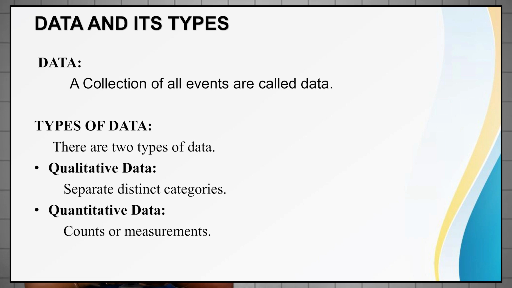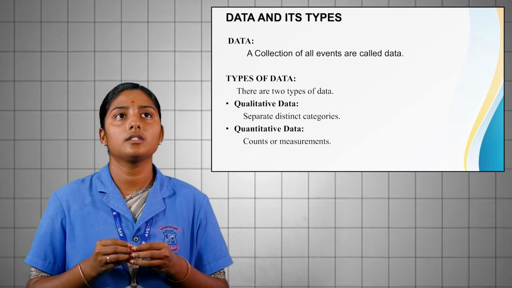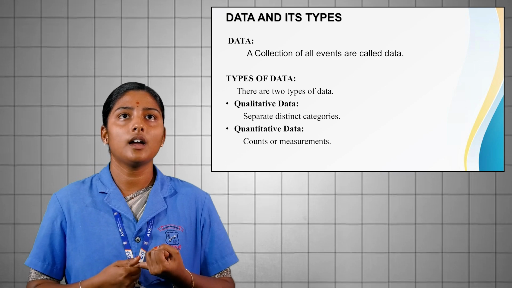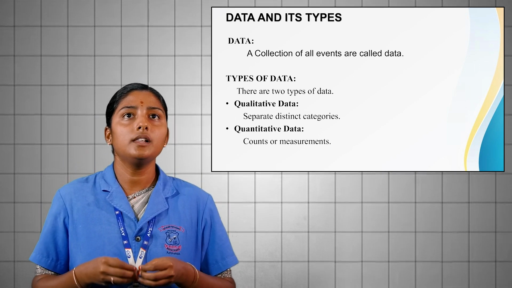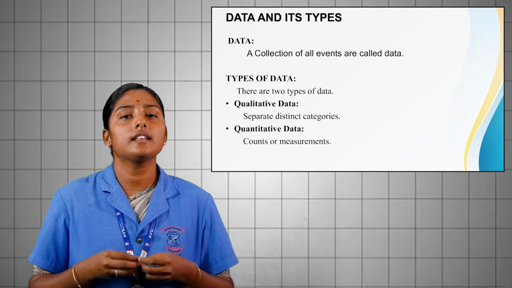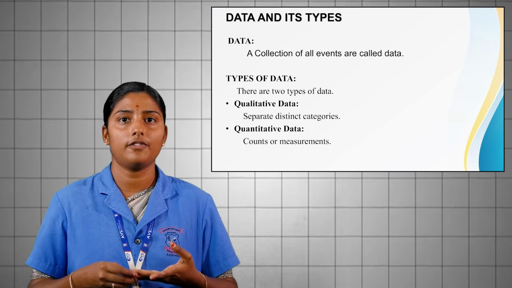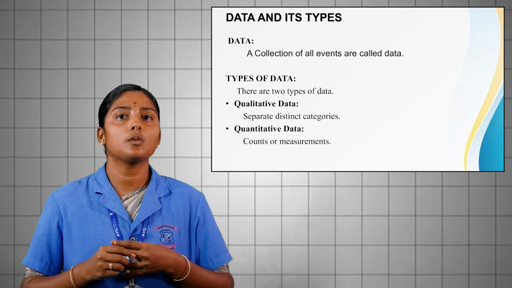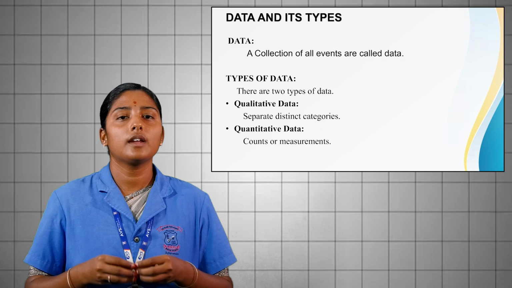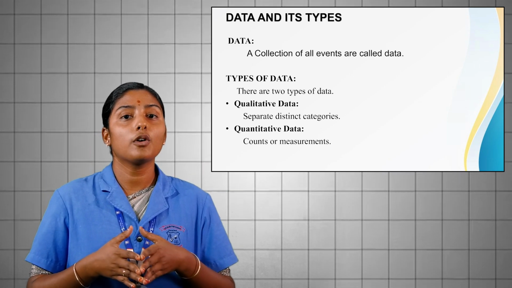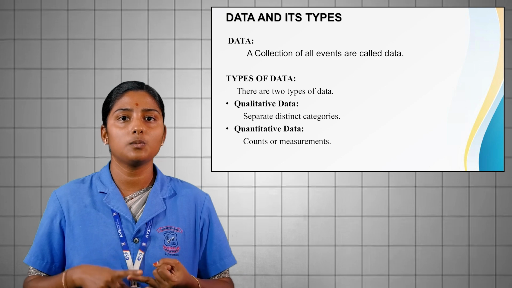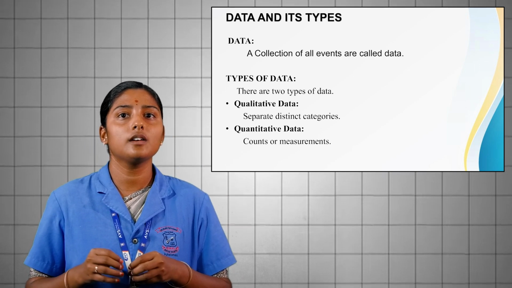First, what is data? Data is a collection of all events. Data is of two types: qualitative data and quantitative data. Qualitative data are separate, distinct categories. For example, color of eyes, such as blue or black, is an example. Another is the exam result, which may be pass or fail. Those are qualitative data examples. Quantitative data fall into observations, counts, or measurements. For example, the number of students in the classroom and the number of homes in our area are examples of quantitative data. One person's height or weight, whatever it is, a count or measurement, is quantitative data.